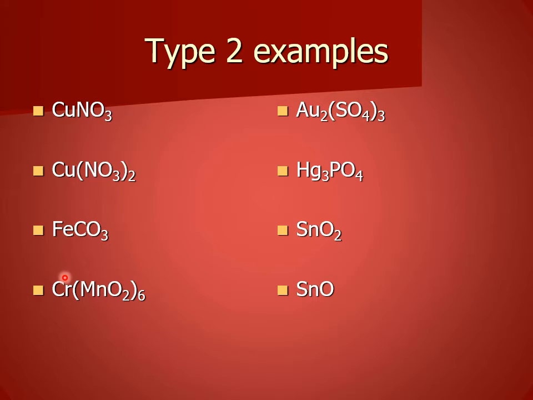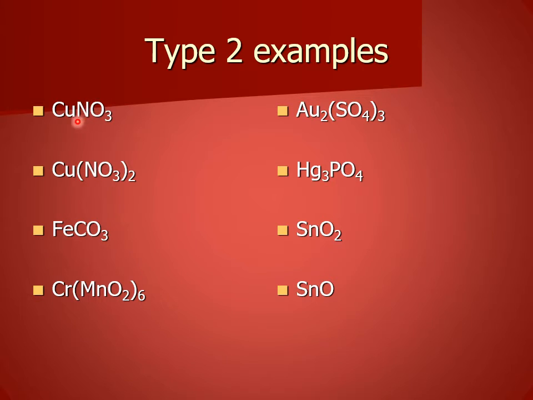Here I have a chromium and a permanganate polyatomic ion compound. Here I have gold and a sulfate. Down here, mercury and a phosphate. Tin and oxygen, and down here again, tin and oxygen, but a different formula. And so how would I go about naming these? Well, it's all about, do I have subscript or don't I? And if I don't, then I use the charge of the negative ion.